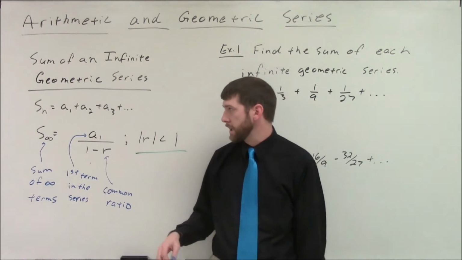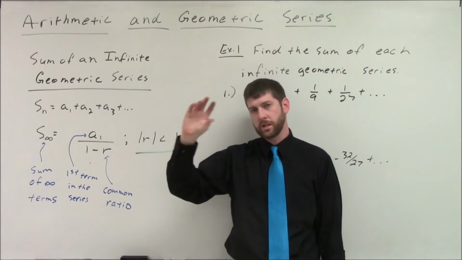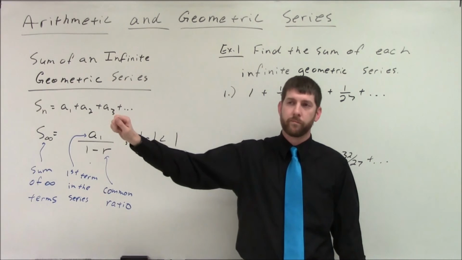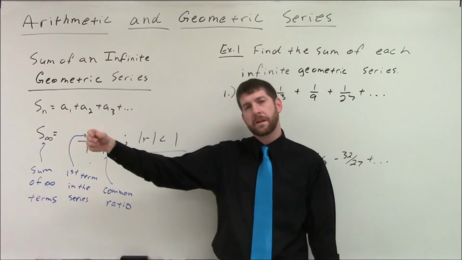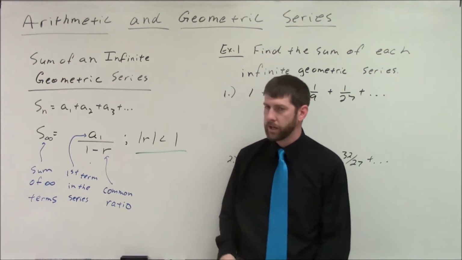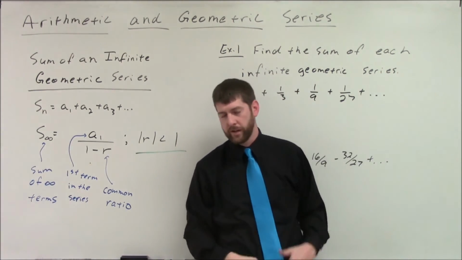So what we can say is that if R is less than 1, the numbers are converging. They're coming to a smaller number. They're coming to a fine point. They're going to get very, very close to being 0 at some point, whereas if the numbers are bigger than 1, they diverge.